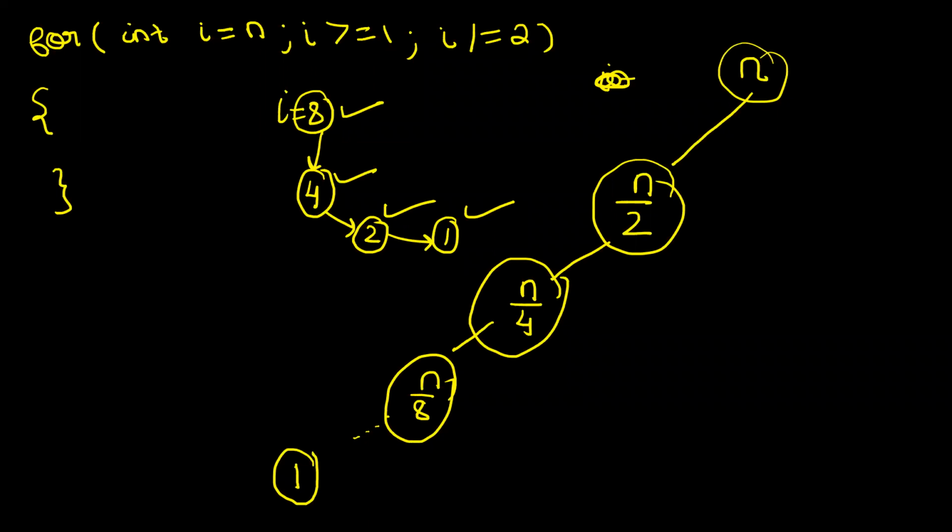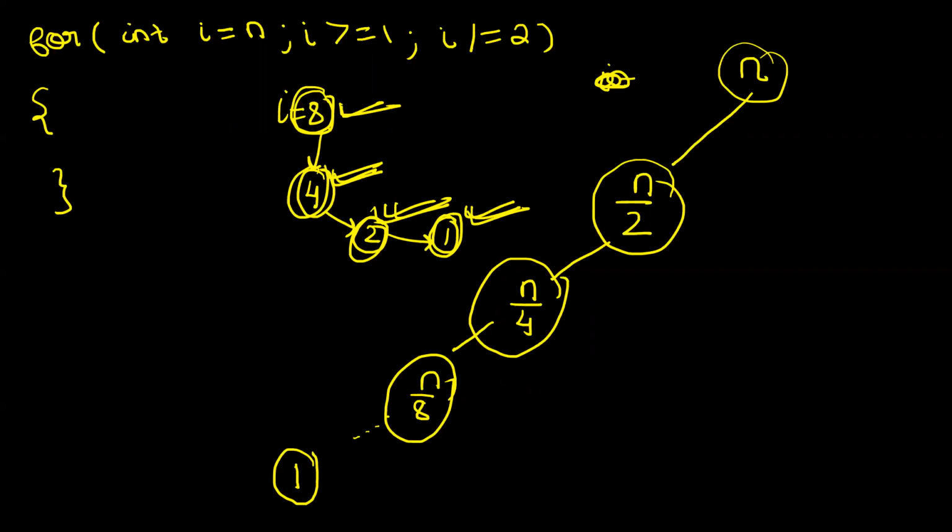For I equal to 8, first of all, you will have the value of I as 8, loop runs. Then the value of I will become 4, loop runs. Then the value of I becomes 2, loop runs. Then the value of I will become 1, loop runs. So can I say the loop is running for 1, 2, 3, 4 times? Yes. Do you agree with me?